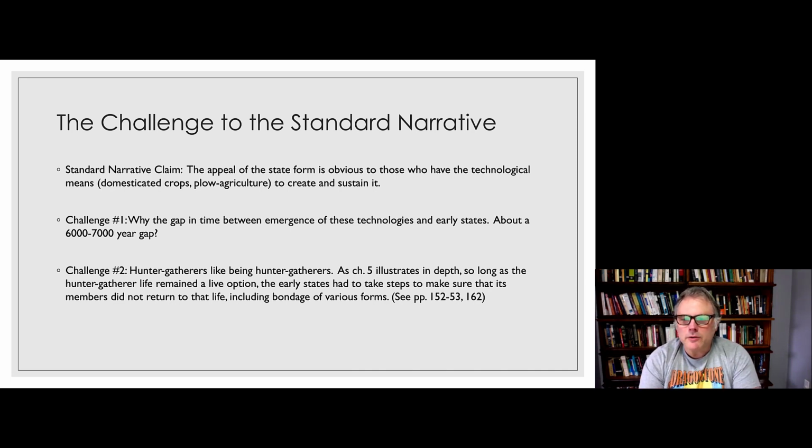And so we've got to ask, look, if the state marks progress and the next step for humanity, for human development, if that's the better way for humans to be, why did these early states have to go to such great lengths to keep their population in place? Why was it that whenever possible these folks would try to get out of that form of life and into some other form of life? Why do they feel the call of being a hunter-gatherer? Anyway, you can check out pages 152 to 153 and 162 to see if I'm reporting what Scott says there correctly. But it seems like that's a big part of it, and that seems to cast some doubt on this standard narrative.